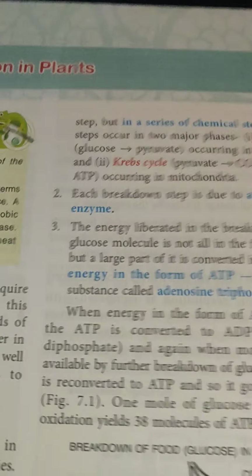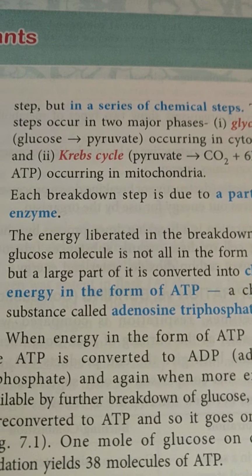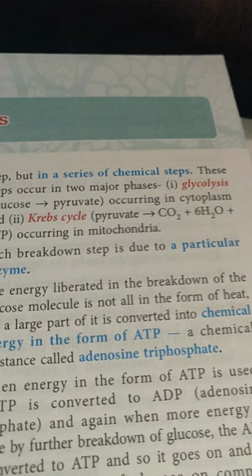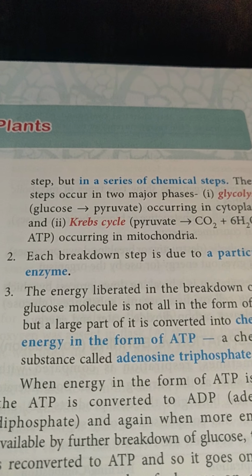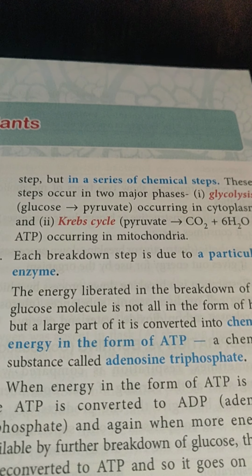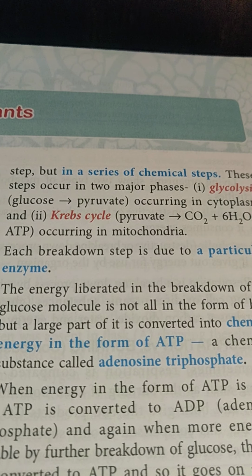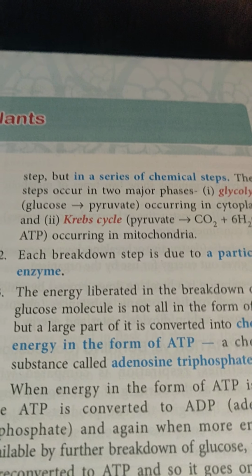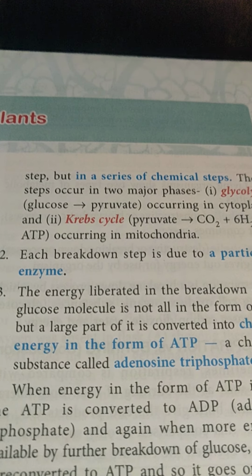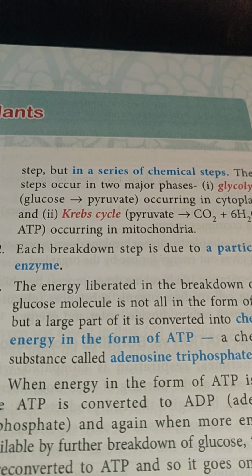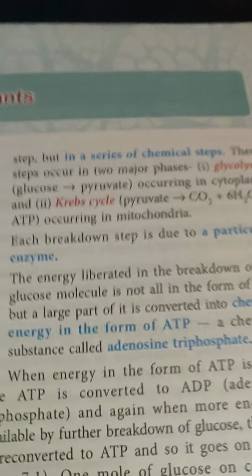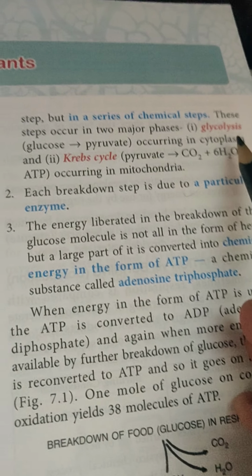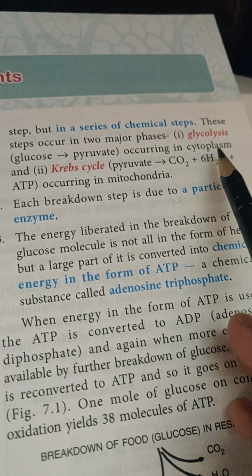One is known as glycolysis, and the other is known as Krebs cycle. Now, a little bit about glycolysis. In glycolysis, glucose finally produces pyruvate. Now again, glucose in a single reaction does not produce pyruvate. It goes through a lot of chemical reactions to release pyruvate, and these reactions occur in the cytoplasm of the cell.